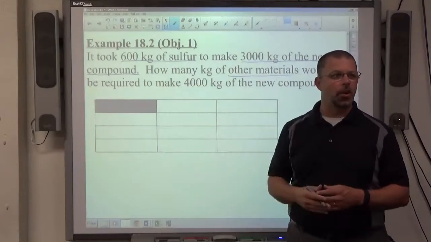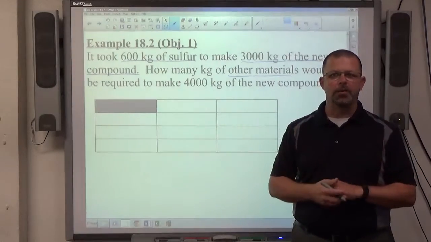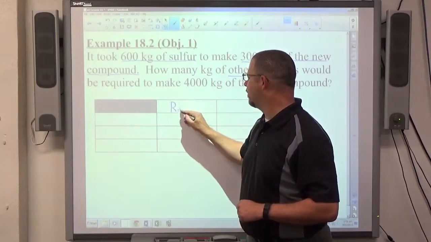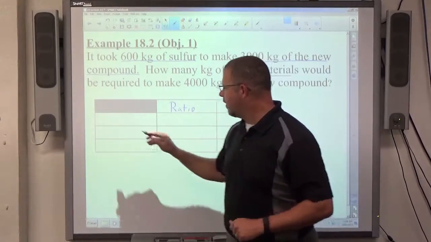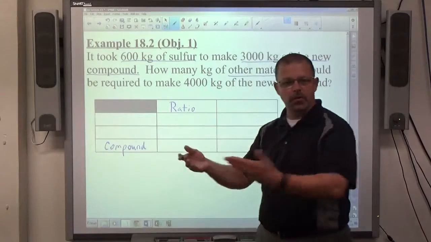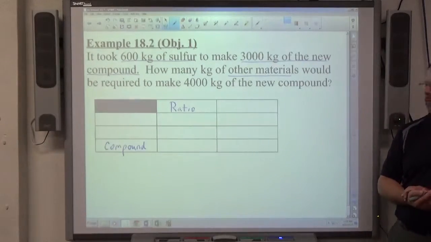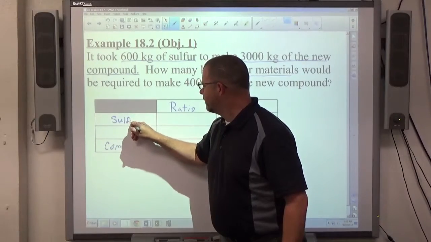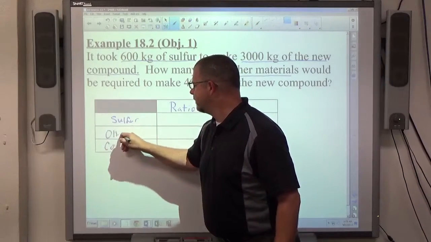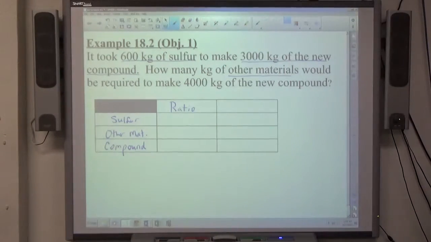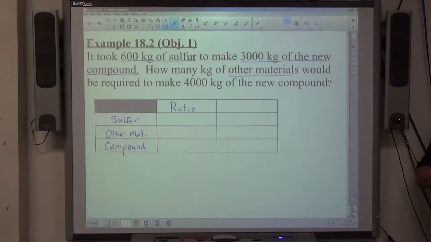The compound is the total. The things going in to make the compound are the parts. So it's the same family of problems, it's just worded a little differently. We're still dealing with a ratio of ingredients. All right, the ingredients of this compound, we're going to put compound at the bottom because that's our end result of our experiment. We're making some compound. We're mixing sulfur with other materials. All right? So the initial statement here is going to help us get the ratio of ingredients correct.